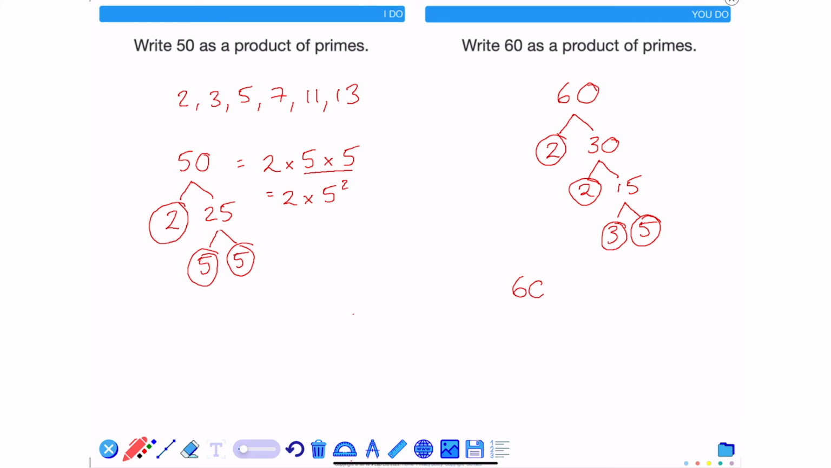So 60 can be expressed as 2 times 2 times 3 times 5. And using powers to simplify 2 times 2, which is 2 squared, 60 can be expressed as 2 squared times 3 times 5. And this is my final answer.